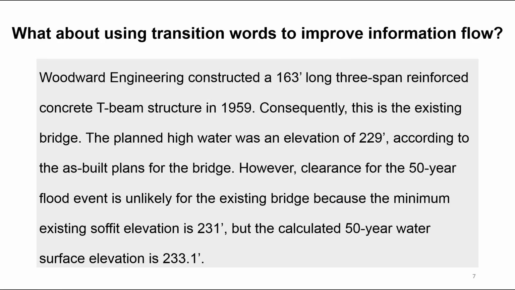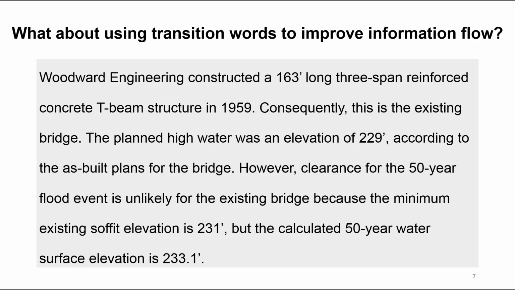Here is a version of example 1 that violates the known-new information organization and has many transition words. Woodward Engineering constructed a 15-feet-long 3-span reinforced concrete T-beam structure in 1966. Consequently, this is the existing bridge. The planned high water was an elevation of 229 feet, according to the as-built plans for the bridge. However, clearance for the 50-year flood event is unlikely for the existing bridge because the minimum existing soffit elevation is 231 feet. The calculated 50-year water surface elevation is 233.1 feet.